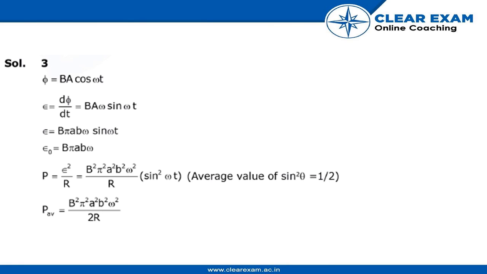After that, we have to take the average value, right? So for the average value, we put sine square theta equal to 1 by 2. After putting this, we will get the value of P average, that is B square pi square a square b square omega square by 2R. So according to this, our correct answer is option 3.